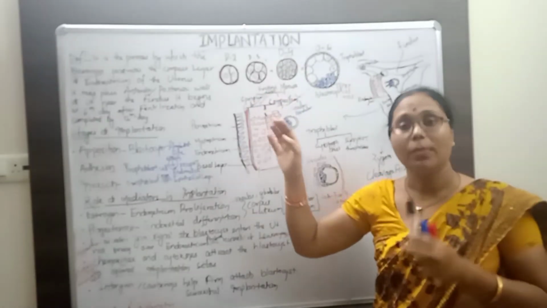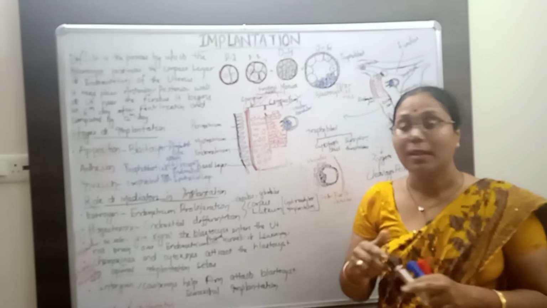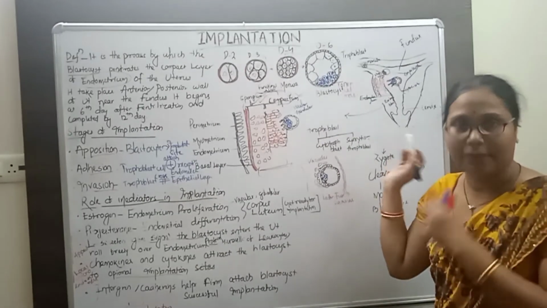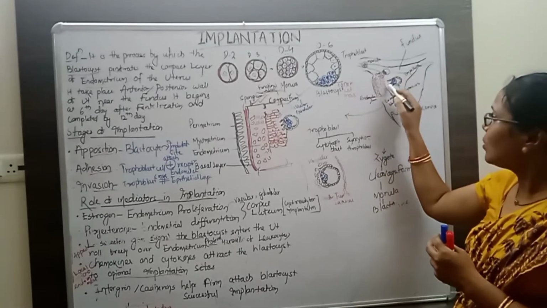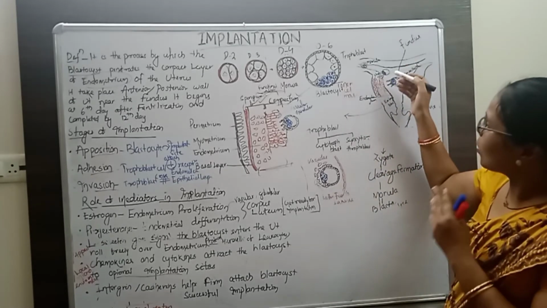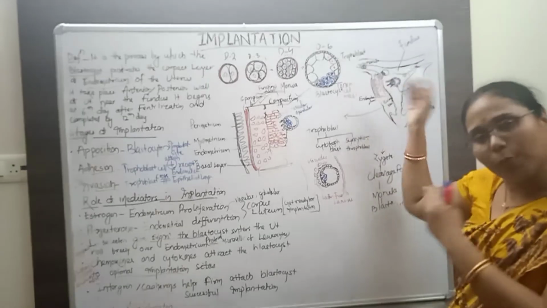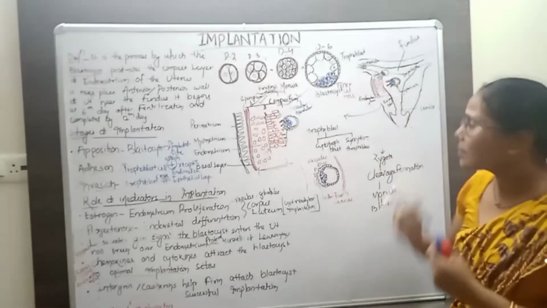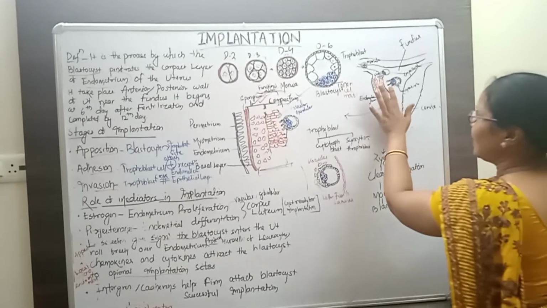If fertilization takes place in the fallopian tube, the fertilized ovum stays 2-3 days in the fallopian tube, then it moves towards the uterine cavity. So when it is coming towards the uterine cavity, its implantation takes place. It is always in the anterior or posterior wall, but it should be near the fundus. So this is the implantation site.